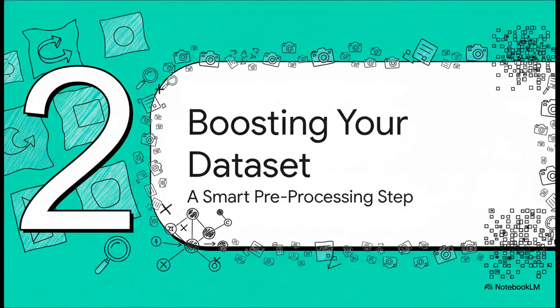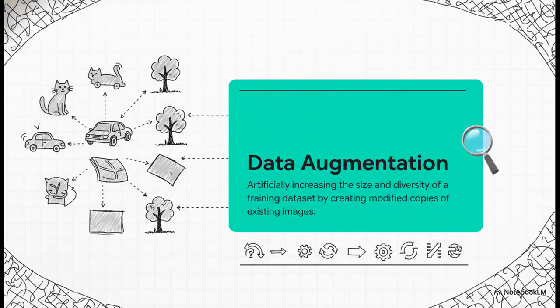But before we get to the new architecture, let's talk about a super powerful technique that makes any image model better. It's especially good at fighting that overfitting problem we just talked about. The technique is called data augmentation, and the idea behind it is so simple it's brilliant. If you don't have enough data, just make more. We're going to artificially grow our training set and, more importantly, make it way more diverse by creating slightly modified copies of the images we already have.